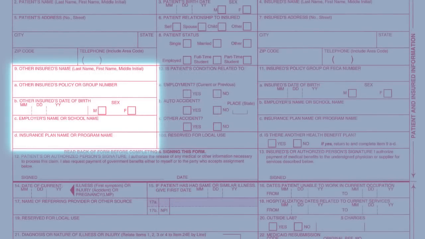For those providers whose clients are children, you can safely leave this field blank. Field 9 is also an optional field and will be completed only if the client has secondary or tertiary insurance.